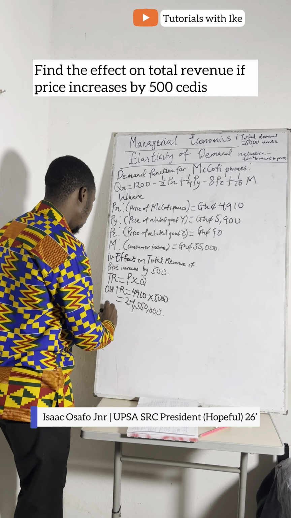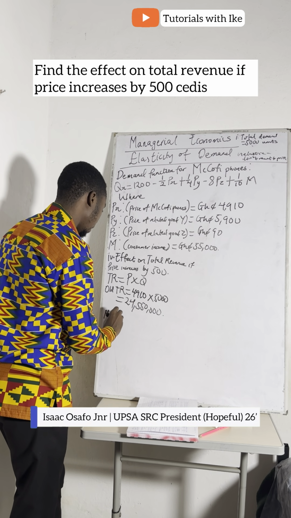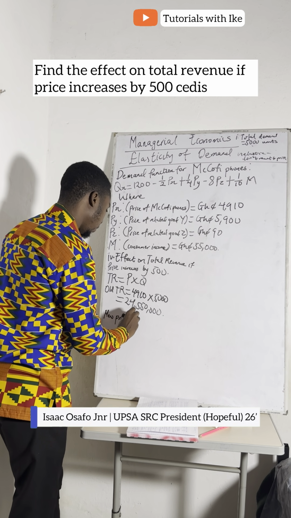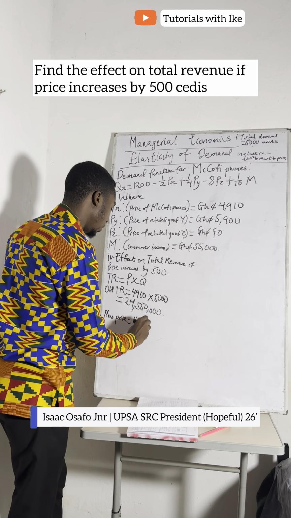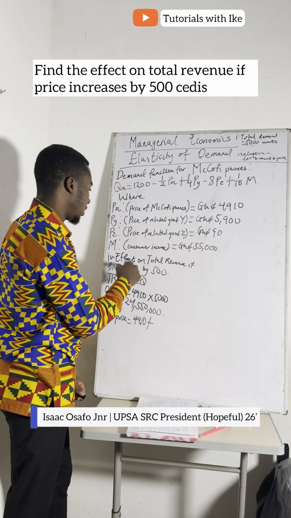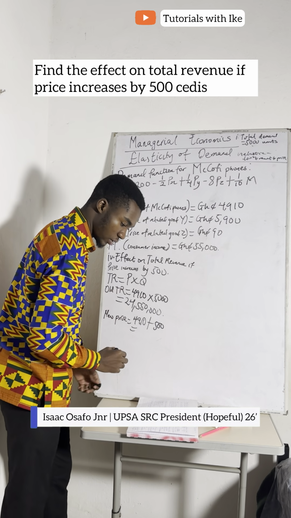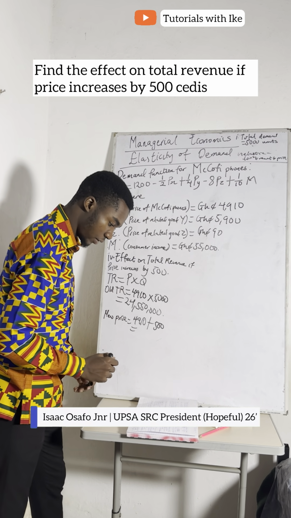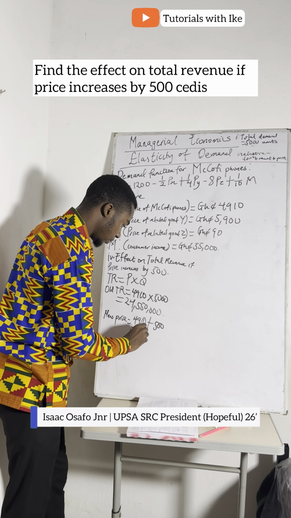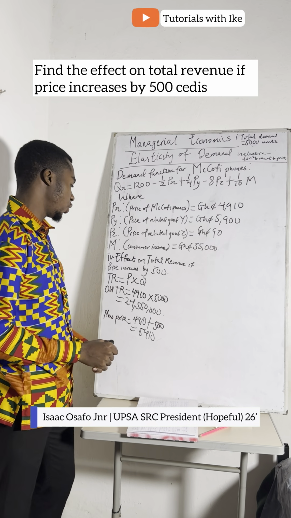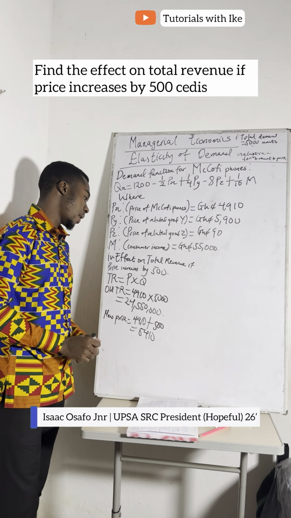But so the new price is now going to be 4910 plus, it's an increase by 500, so plus 500. And this should give us, so 4910 plus 500 should give us 5410. So this is our new price after they increased it by 500.